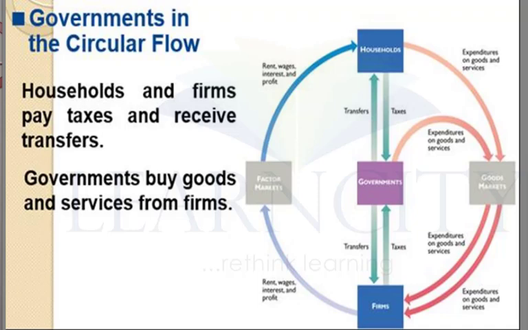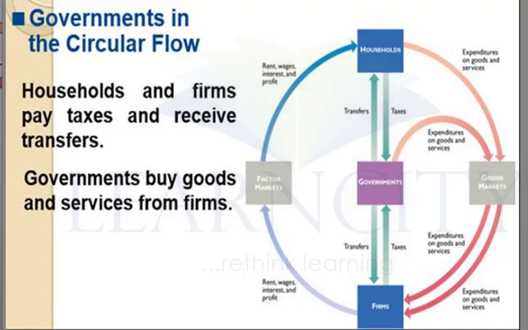You see their expenses go into the goods market, right? From government to the goods market into the firms. They are spending on goods and services. You also see the arrows going back and forth between government and households, and also between government and the firms. It shows the movement of transfers and the movement of taxes. Taxes from households and firms to the government, transfers from the government to the households and the firms.